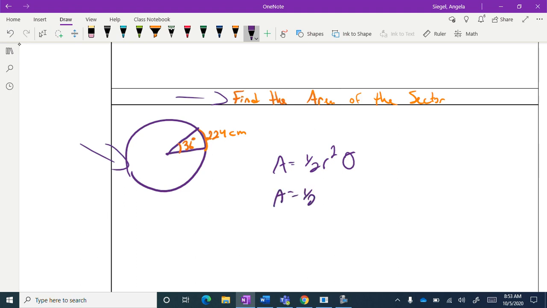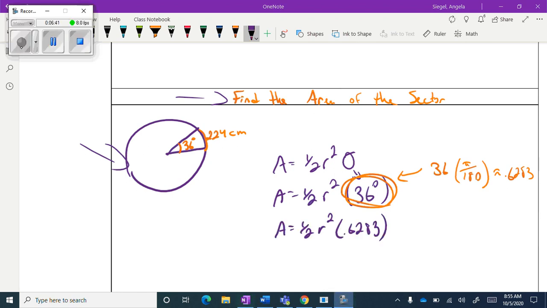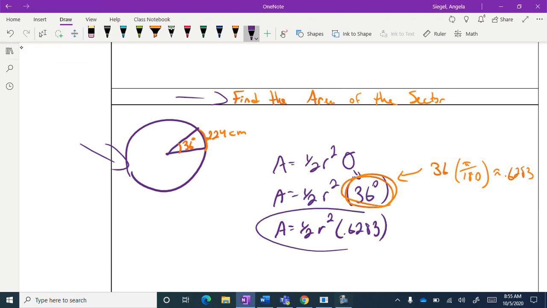So we're trying to find the area. I don't know what our radius is, but I know that our theta, or our degrees, is 36. But remember, there's something wrong with that. We have to change that to radians. So I'm going to multiply this by pi over 180, and I end up getting about 0.6283. I'm going to keep that whole thing in my calculator. But if you'll notice, I'm kind of stuck because I still have two variables.